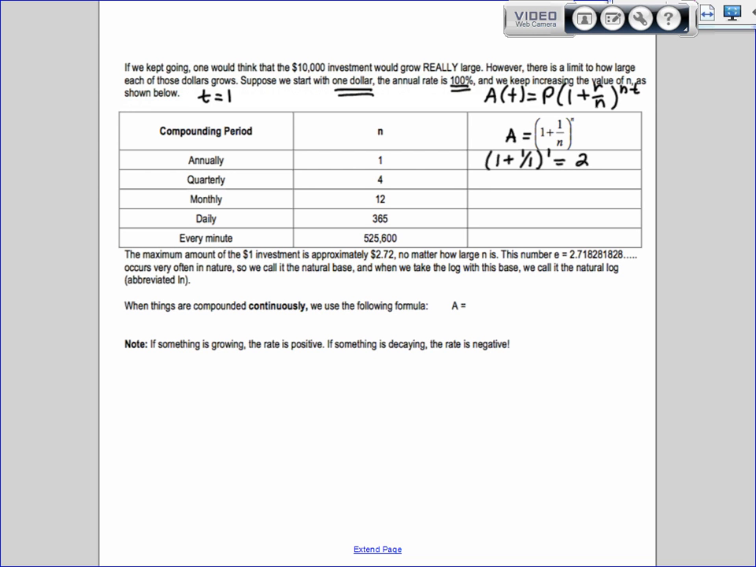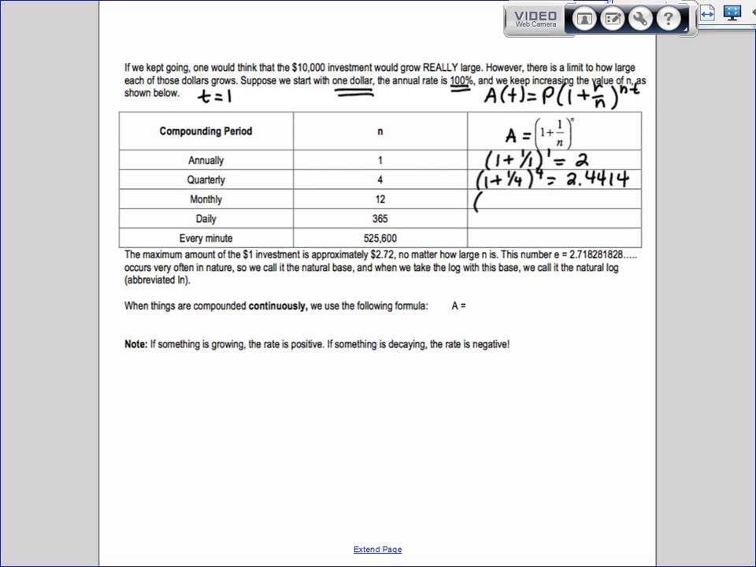All right, quarterly. This means I have (1 plus 1 over 4) raised to the 4. So I find it. I do 1.25 raised to the 4. I'll round to 4 decimal places. So I get 2.4414. So this means if I started with $1 in a year, if I compound quarterly, I have $2.44. Okay, so more than double.